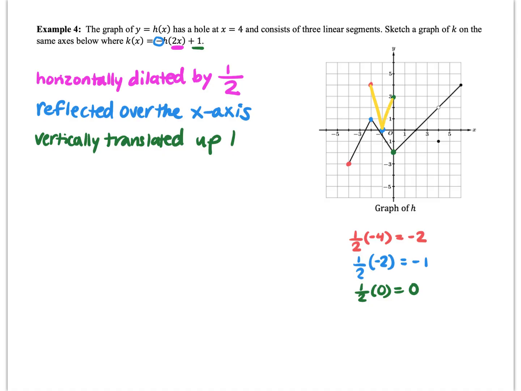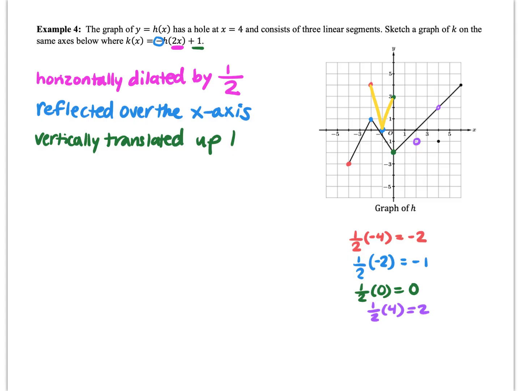Let's find the next key point. I'm going to move over to this point right here, the hole. And the hole there has an x value of 4. We need half of 4, which is 2. So that moves me to right there. Then I need to mirror that over the x-axis and then move that up 1. So that puts our new hole right there. We'll erase our guiding dots there.